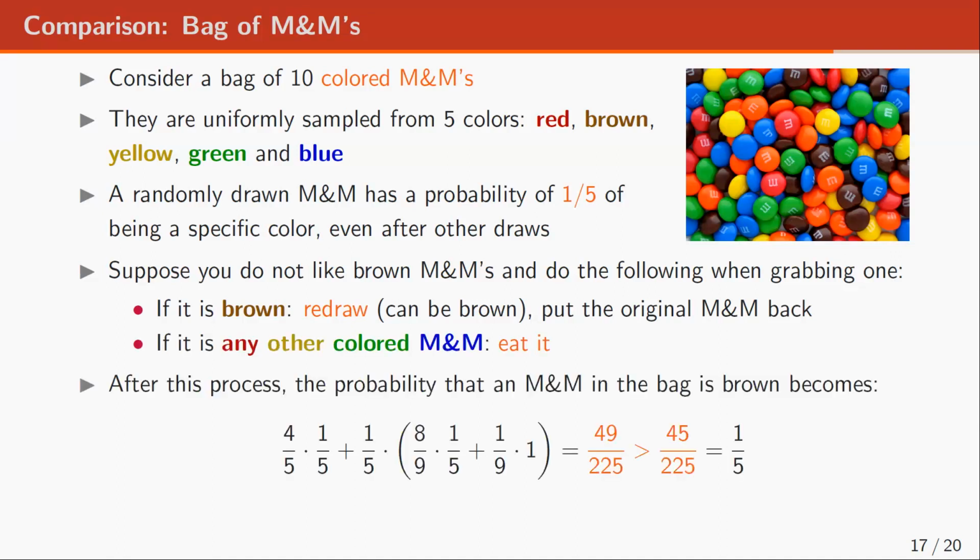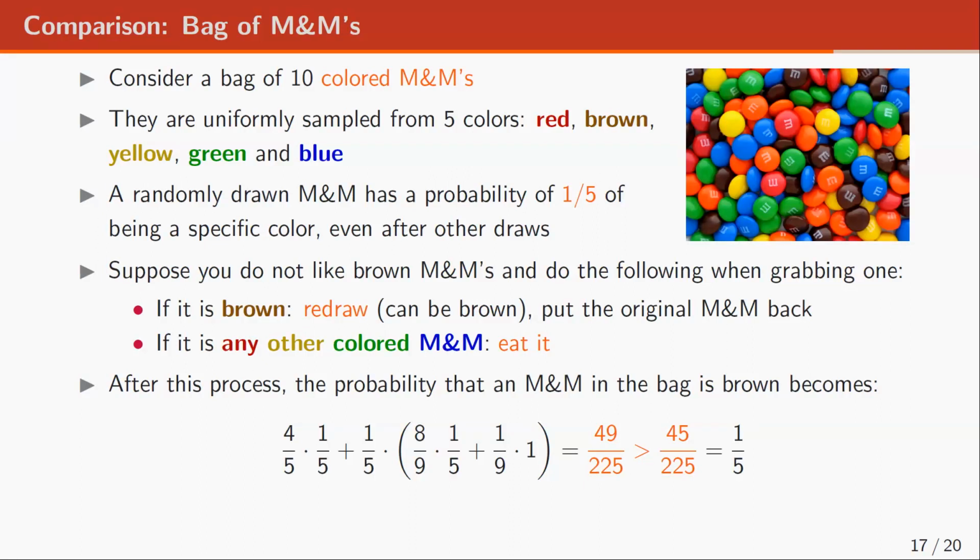But when we now look at the probability that the next M&M is brown, it is a bit different. There was a probability of 4/5 that it was not brown, and in that case there's nothing strange, so the probability is 1/5 that it is brown. But the probability was 1/5 that they took the brown M&M, and in that case, they took another one and put it back.